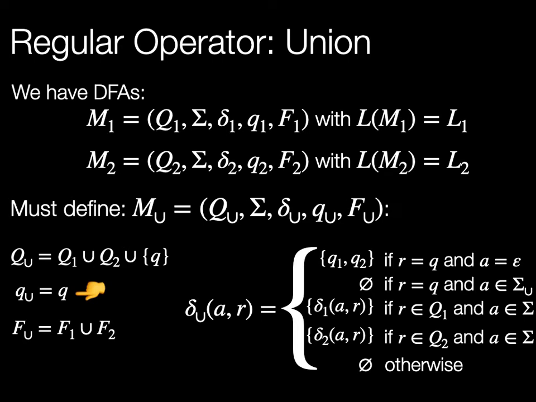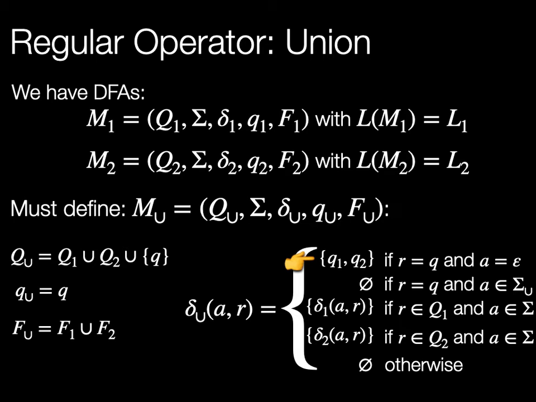Then we set our start state to the new state Q. The final states of our new NFA are the final states from both M1 and M2, so that our threads accept when the originals accept. Perhaps the most important part is the transition function. This is where we add our new transitions from our new start state to the original start states. We define our new transition function in terms of the transition functions for M1 and M2.